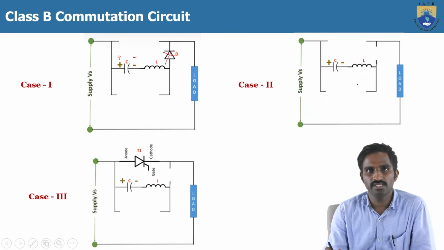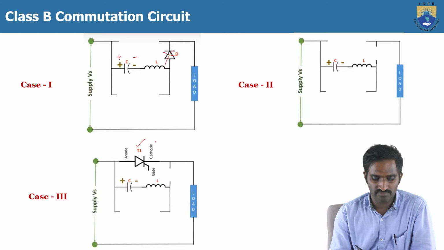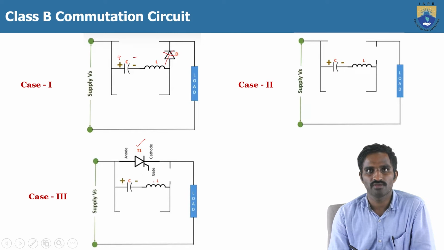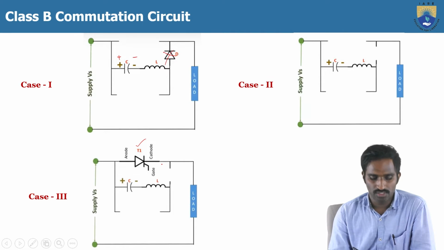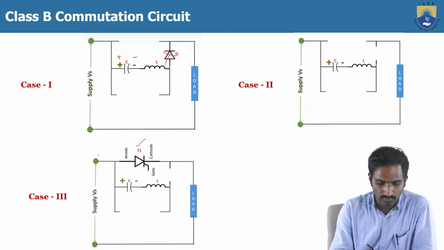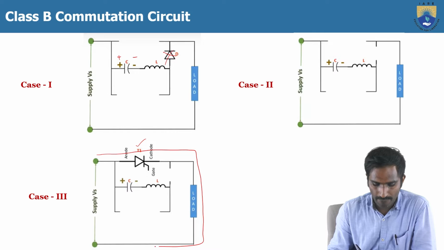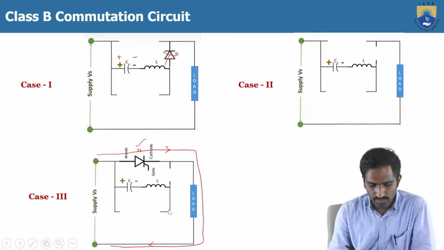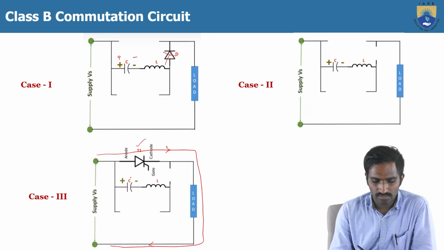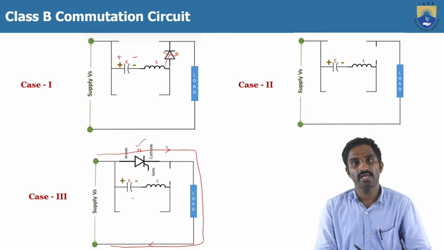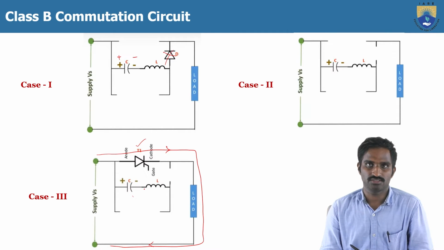Then after that, by giving the gate signal, we turn on the thyristor T1. In this case, the load current will flow from this point through thyristor T1 to the load in this way. So in this case also, the capacitor doesn't have any path to discharge.